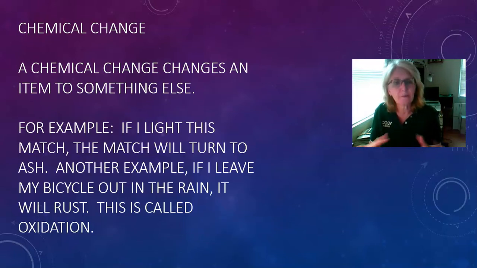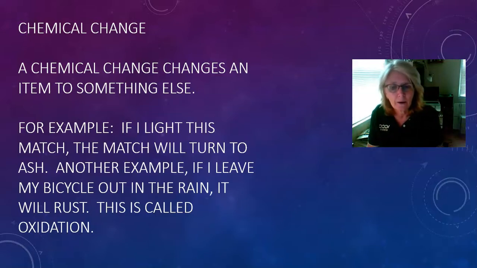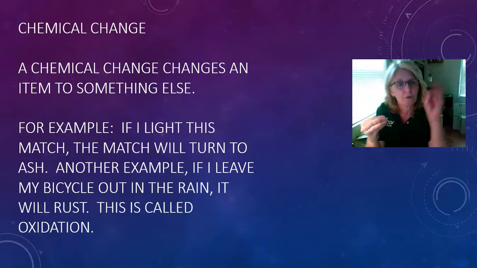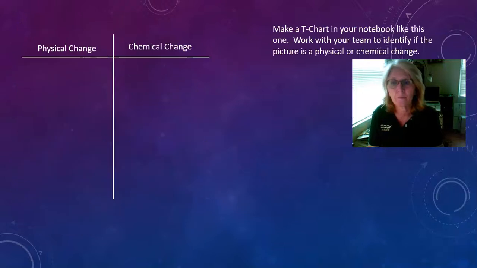If I take my bicycle outside and I forget and I leave it outside during the rain, and I go check on it a couple days later, it might have rust on it. That's called oxidation. And rust is a chemical change because the metal is changing. It's reacting with the rain and the oxygen in the air. So that's called oxidation, also known as rust.